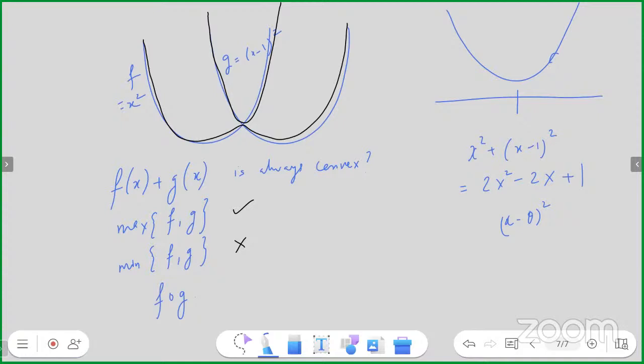If you want, I'll prove it. Most likely next class. But it's much easier to actually remember why it is true. This is why it is true. And why min doesn't work. These pictures are like the first thing you should flash in your mind, why max should work and min will not work. What about composition? Can something go wrong with the composition?